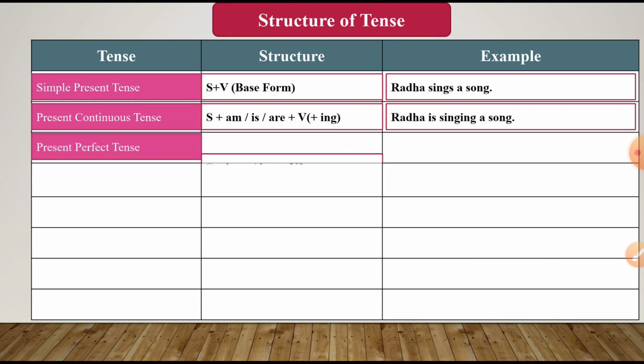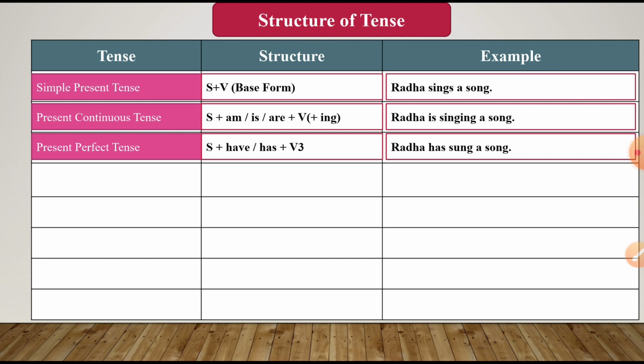Present perfect tense. Structure: subject plus have or has plus V3. Radha has sung a song. So here, if the subjects are I, we, you, they, any plural subject, use have. And if the subjects are he, she, it, that is third person singular, use has. So Radha is third person, that is why has is used. And the past participle form of the main verb sing is sung, so that is used there: has sung. This is the structure of present perfect tense.